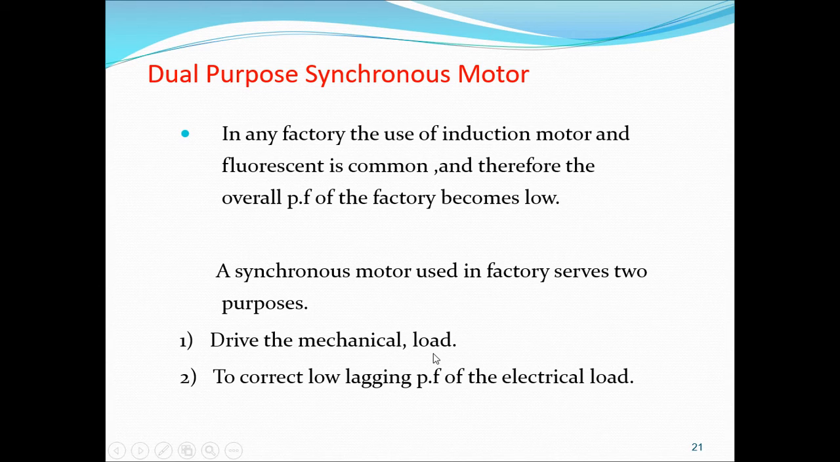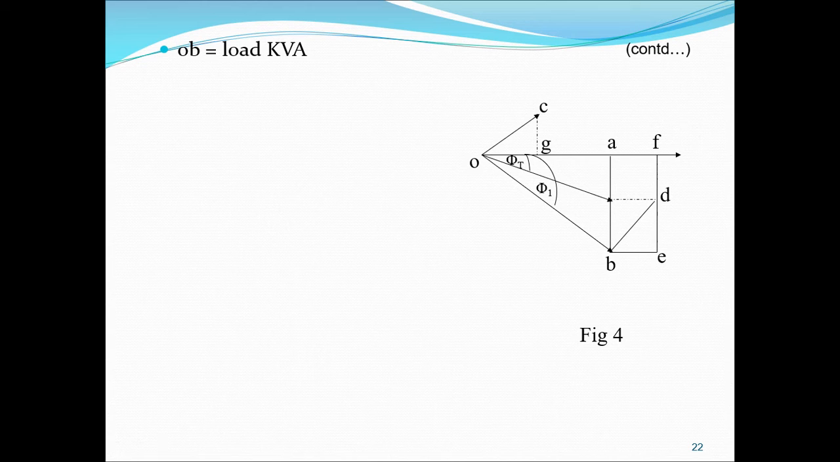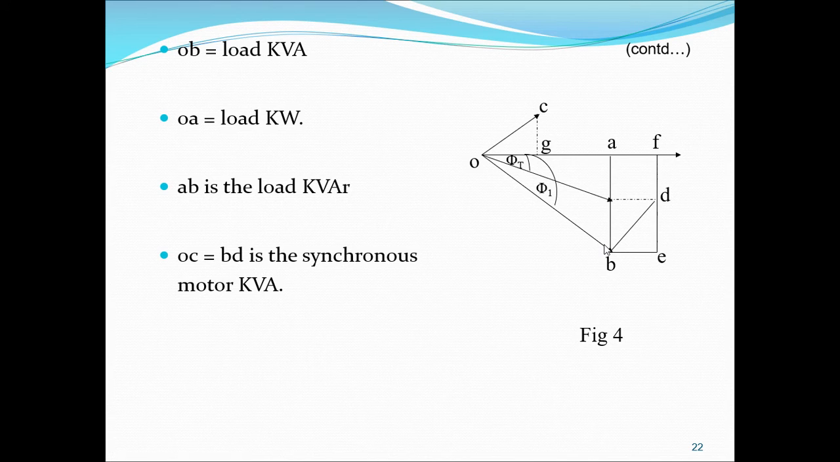So it drives the mechanical load and corrects low lagging power factor. From this, OP is the load kVA, OA is the load kilowatt, and AB is the load kVAR. OC is equal to BD, which gives the synchronous motor kVA, and BE is equal to the motor load in the synchronous motor.